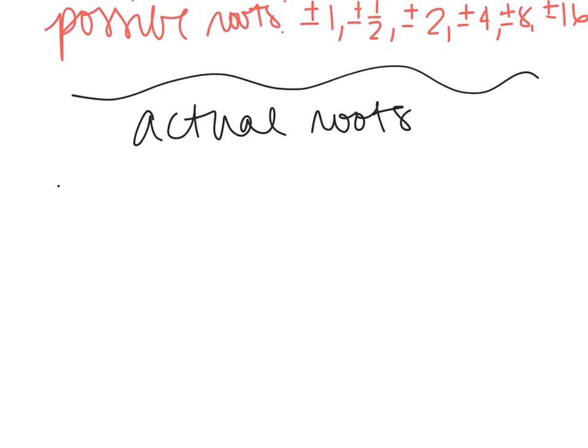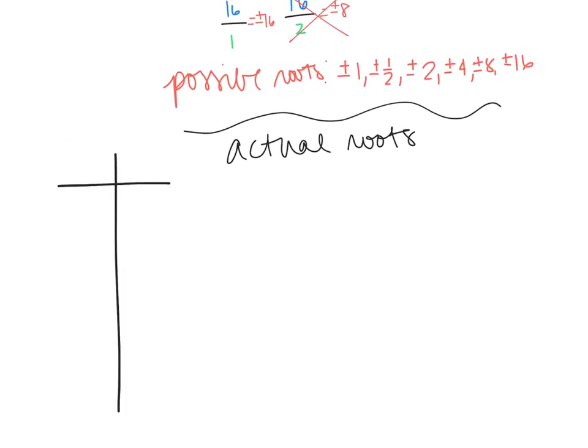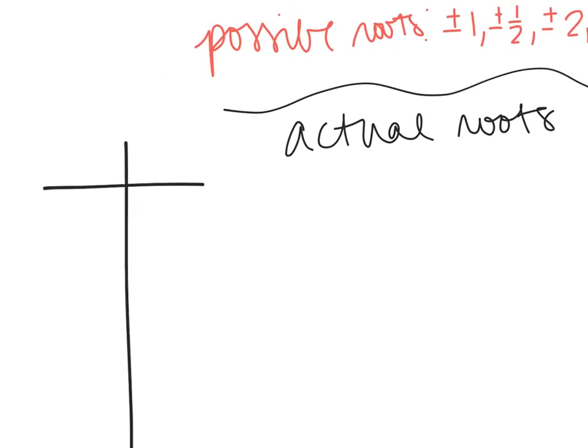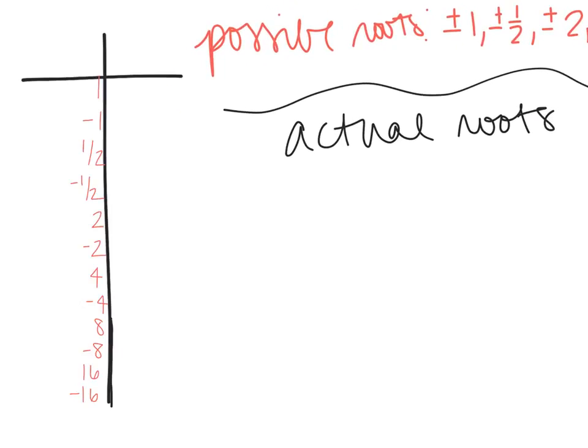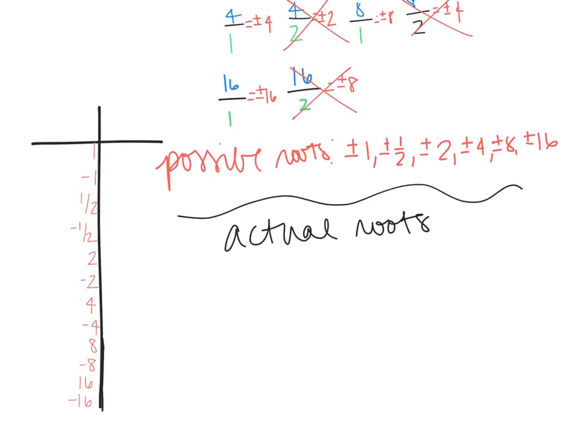So I'm going to make my t-chart, and I'm going to take all these numbers that I have here for my possible roots, and I'm going to write them in this t-chart. So I have a bunch of numbers. But remember, all these numbers that you have in this table, they just came from these possible roots here. So I have 1, positive and negative 1, positive and negative 1/2, 2, 4, 8, and 16. Again, they came from here.